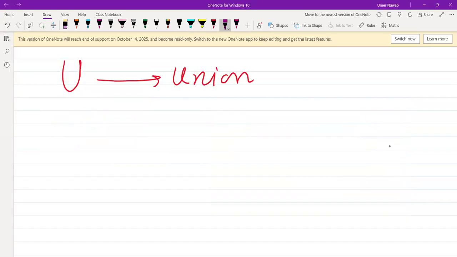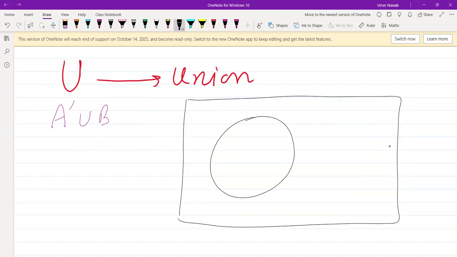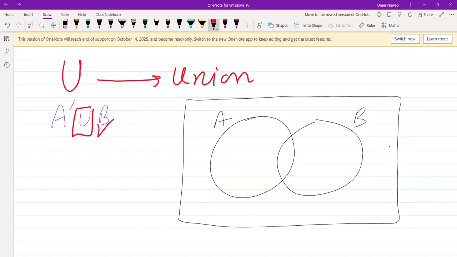Now, let me explain another thing. If you have A complement union B, then again, it's very easy. I have A and B. As I said, you have to look for what is in between, the union. So you have to shade complete B. Allow me to shade complete B. Complete B is shaded. Done.